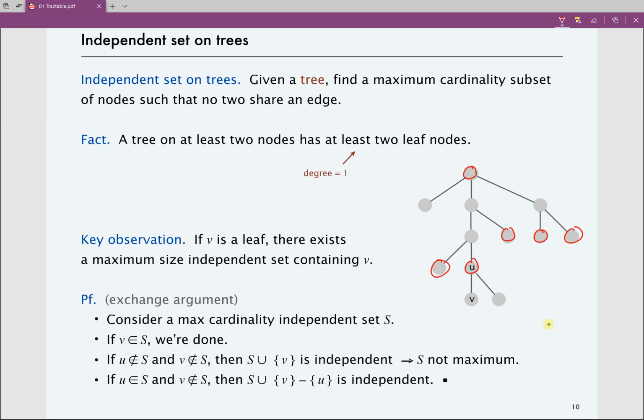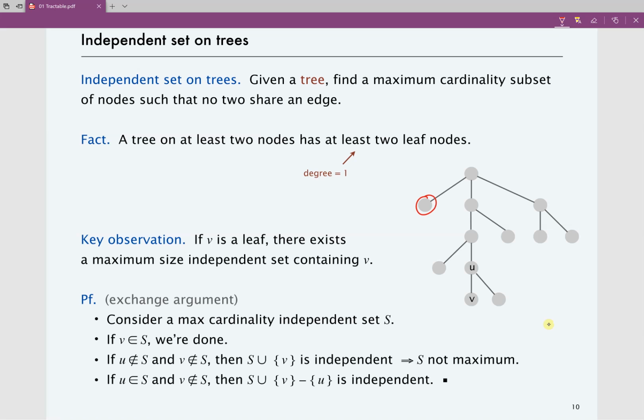The way we're going to solve this problem is again going to come down to a key observation. First of all, in a tree, we have nodes which are called leaves, and the leaves are simply nodes with degree 1. For example, this node is a leaf because it's got degree 1. This node is not a leaf because it does not have degree 1. So we have all of these leaf nodes over here.